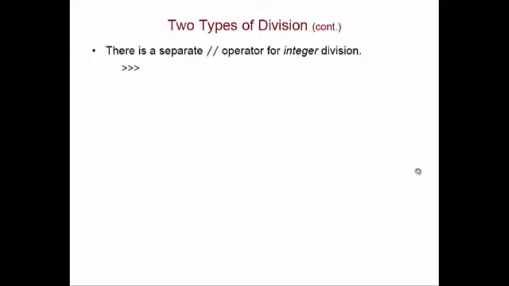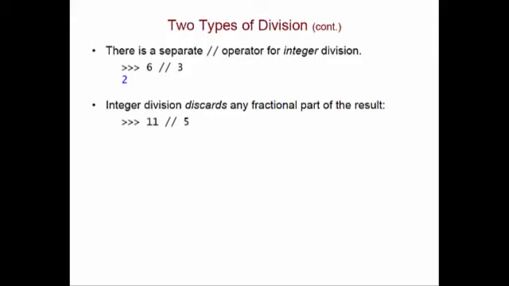Now there is a separate double slash operator for what is called integer division. And here I'm always going to get an int as the result. So now if I do 6//3, I get 2 with no decimal. So here I'm using integer division, no decimal in the result. And this will happen even if we would ordinarily get a fractional part in regular mathematics. So for example, 11//5 gives me 2, not 2.2. So I'm discarding whatever comes after the decimal.